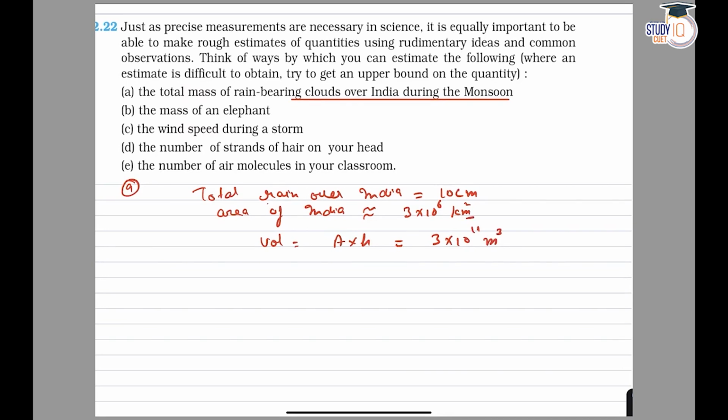Substituting the value of area and converting h into meter, we can find the volume which is received by India. So in order to find the mass, it can be written as density into volume. So the mass which is received by India is equal to density into volume, and density of water is equal to 1000. The mass comes out to 3 into 10 to the power 11 into 10 to the power 3. So from this the mass received is equal to 3 into 10 to the power 14 kg. So approximately this amount of water is received during the rainy season.